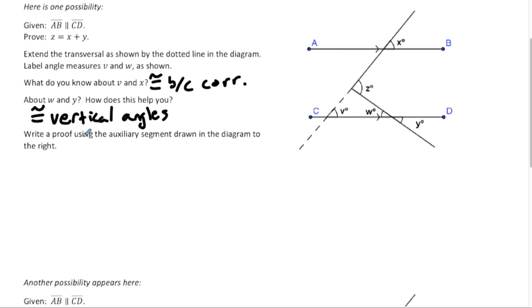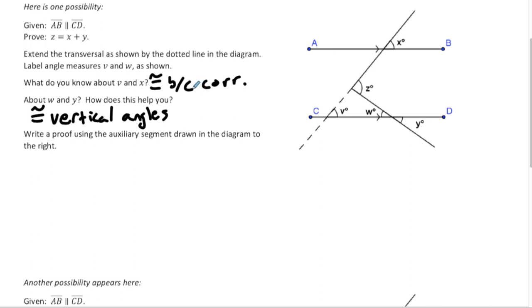So I'm trying to prove this. Z, this angle here, is equal to y plus x. These two angles sum to angle z. How am I going to do that? Let's go ahead and start by just giving the given information. This is easy XP here. I basically need to restate these two things, and then I have the reasoning.